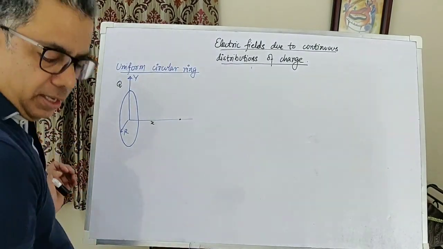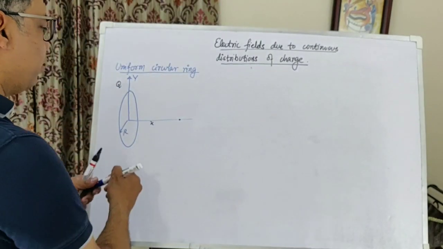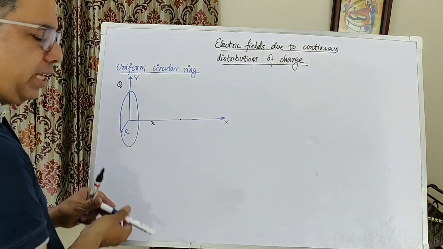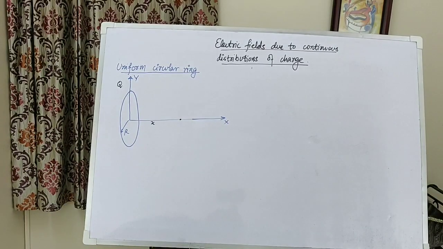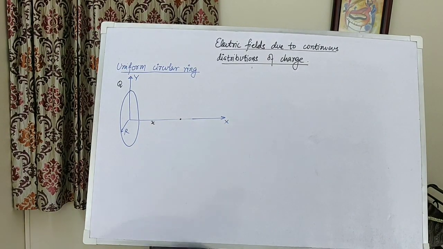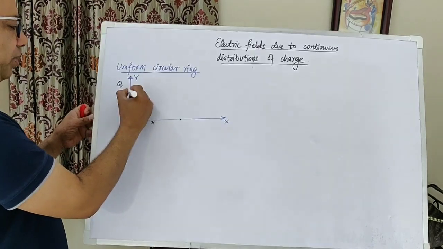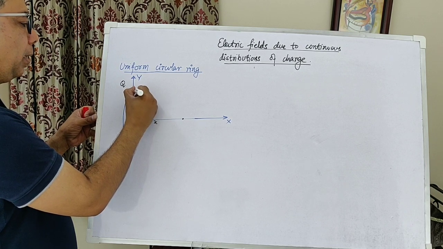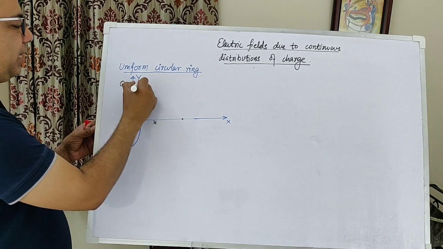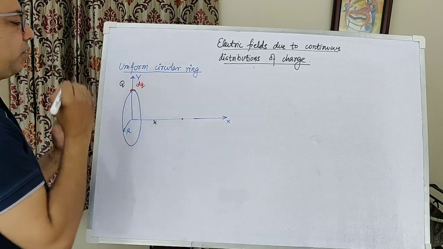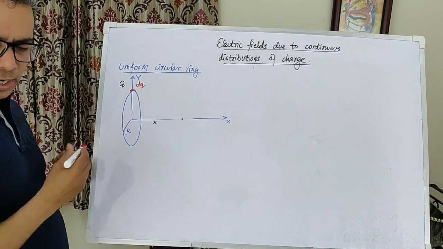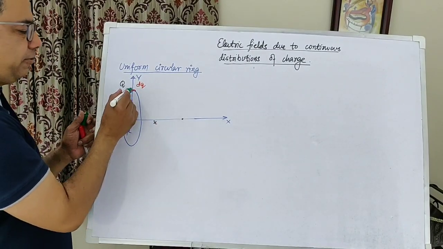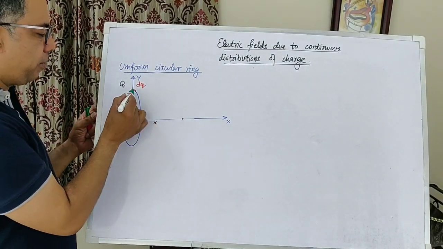Now with this ring, as I said, we will consider tiny little elements, and let's say the first one of those elements is over here, and this element has a charge dq on it. Now let's consider the field due to this charge at this point.